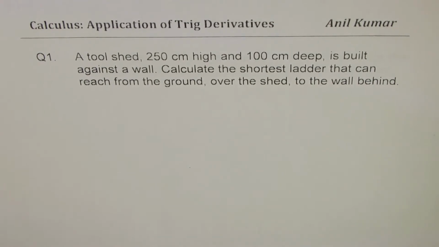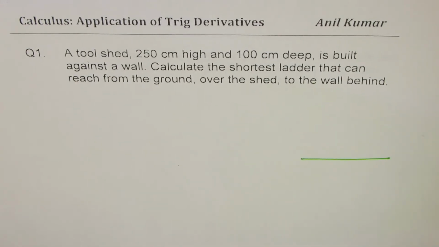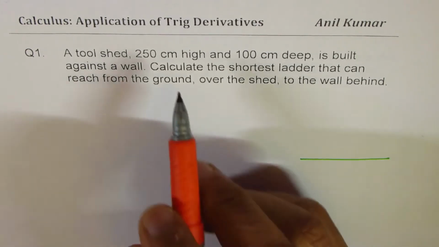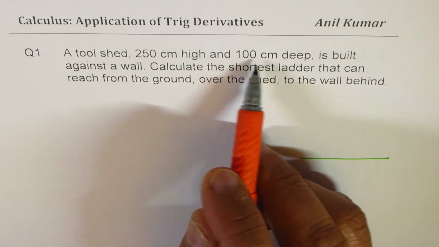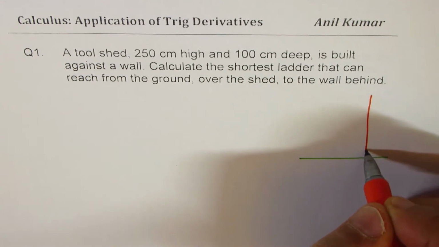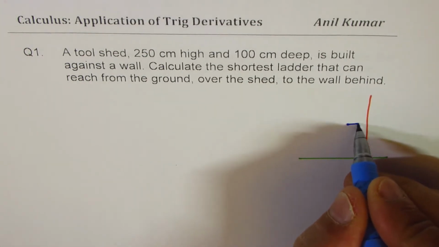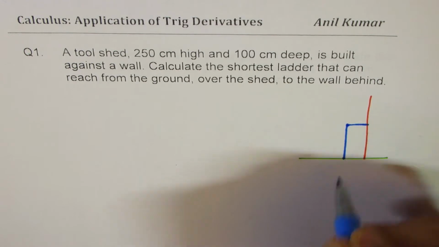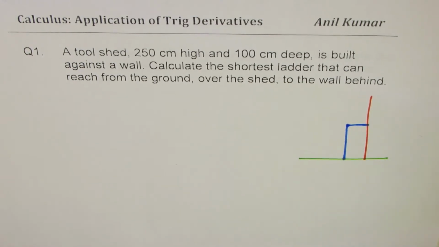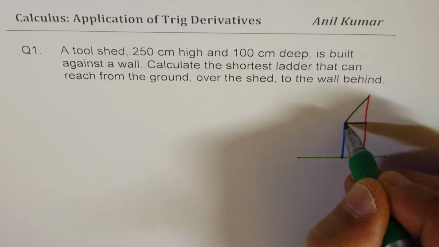A tool shed 250 centimeter high. So let's sketch the diagram, right? So we have a tool shed which is 250 centimeter high and 100 centimeter deep and is built against a wall. So let's say this is the wall for us, right? And the shed is kind of like this. A ladder leans against this shed. So let's say the ladder could be, let's position the ladder like this.